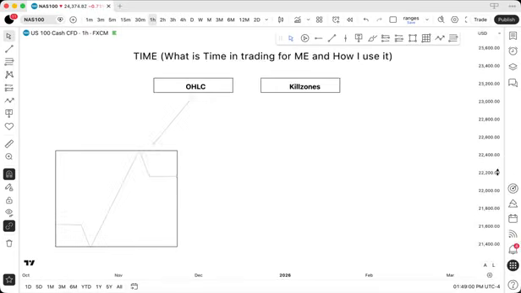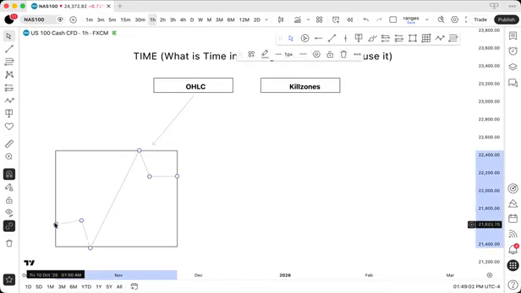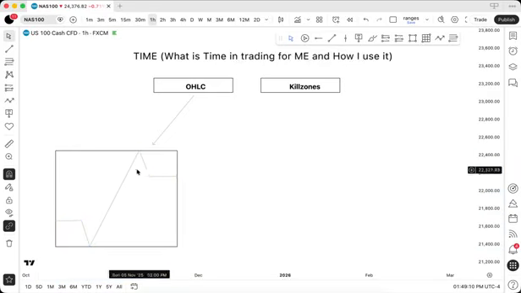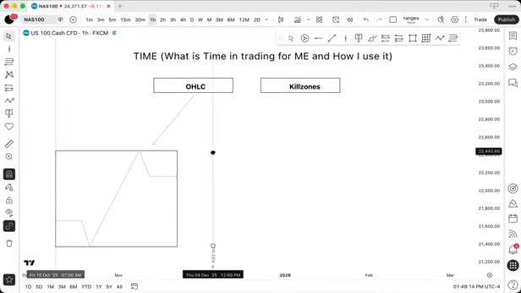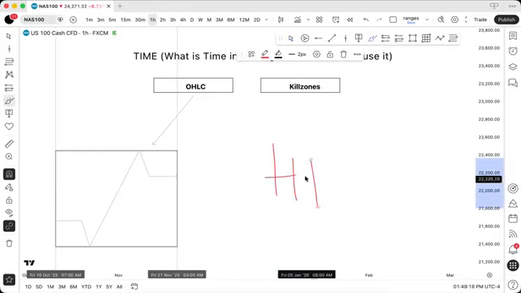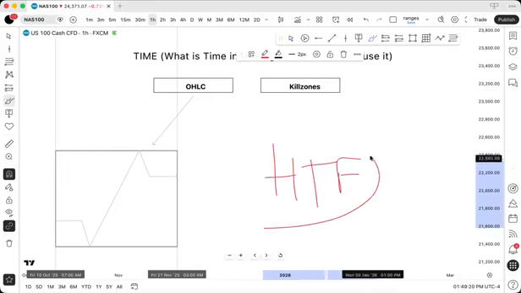That's it. Now, how to use that to your advantage? Every time a new week, a new day, a new month, a new quarter, a new year, if you want, opens, you mark the opening and the closing time of the current higher time frame candle that you're trading.